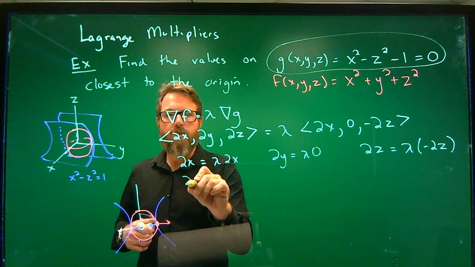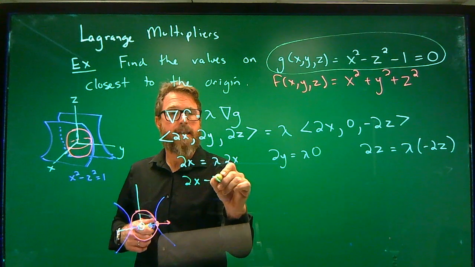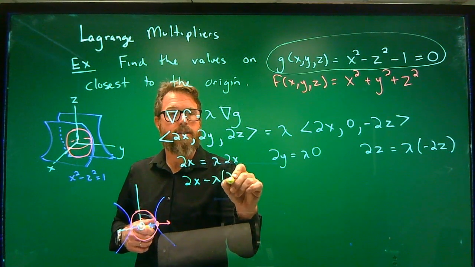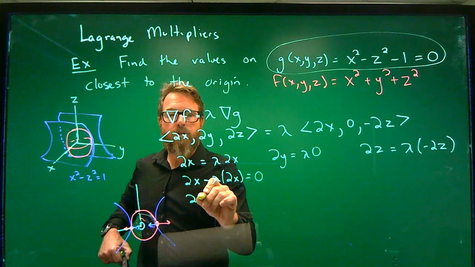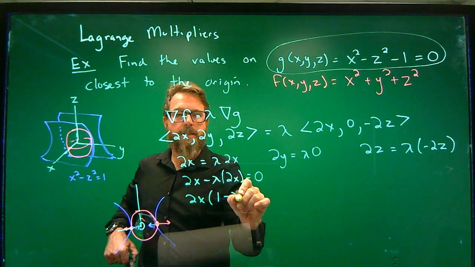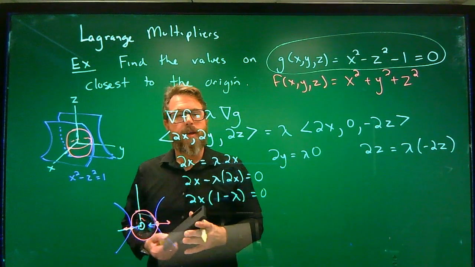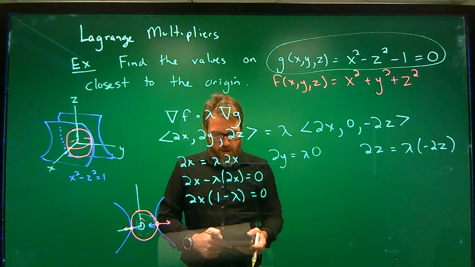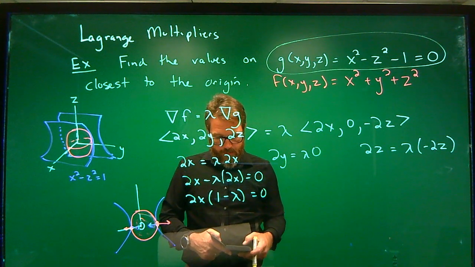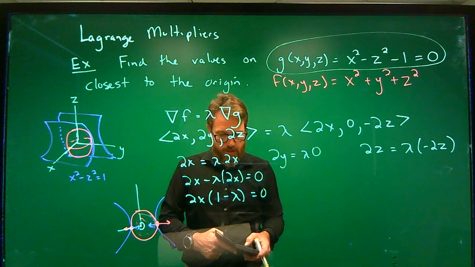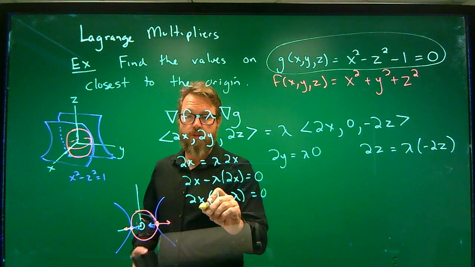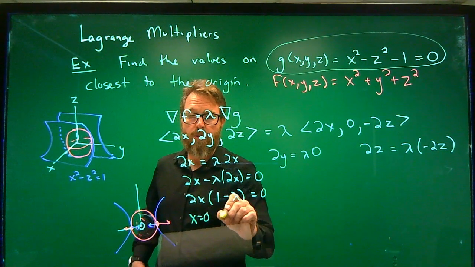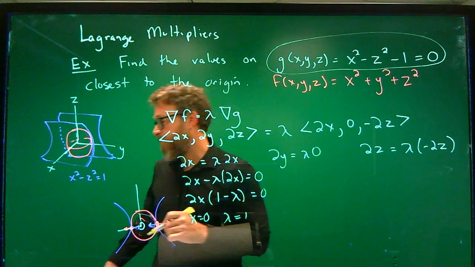So I'm going to solve this. Minus lambda times 2x is going to be equal to 0. Factoring out our 2x, we're going to have 1 minus lambda is equal to 0. And solving this, lambda is equal to 1 or x is equal to 0. So this has two solutions: x is equal to 0 or lambda is equal to 1.